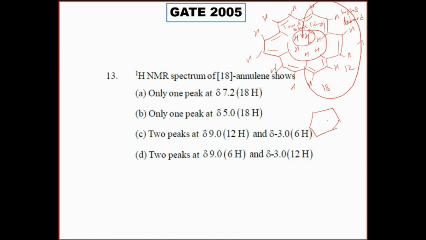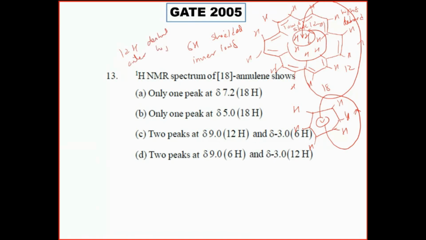Benzene இத பத்தி நம்ம ஏன் inner hydrogen பத்தி பேசல, because benzene ல there is no inner hydrogen. Annulene you have inner hydrogen. So in annulene 6 inner hydrogens will be shielded, low delta value, and you'll be having 12 outer hydrogens which are de-shielded, therefore you'll be having high delta value. So [18]annulene shows what, does it give only one peak? ஒரு peak தான் கொடுக்குமா?